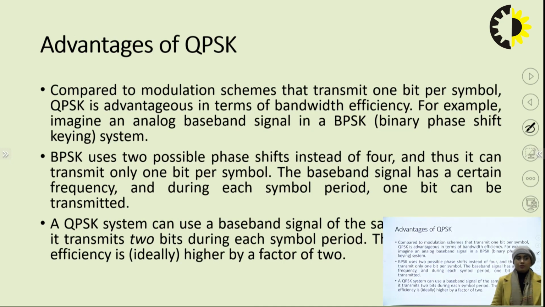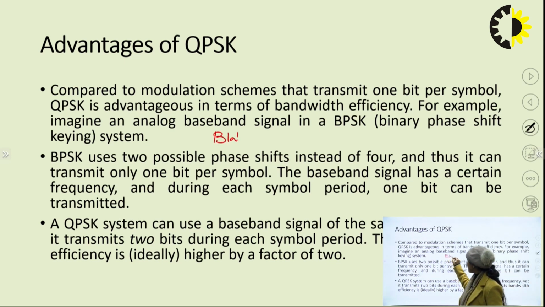What are the advantages of QPSK as compared to other modulation schemes that transmit 1 bit per symbol? QPSK is advantageous in terms of bandwidth efficiency. For example, imagine an analog baseband signal in a BPSK. QPSK will transmit double the number of bits as compared to BPSK. So if I talk about the bandwidth requirement for equal amount of bits, my QPSK would require half of the bandwidth which is required by BPSK, right?